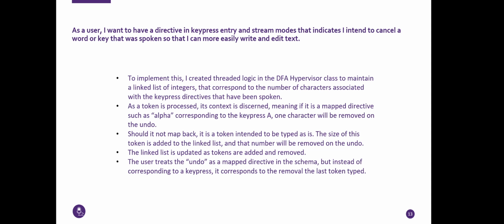Should it not map back, it is a token that's intended to be typed as is, like my, or name, or is. The size of this token is added to the linked list. So in the case of my, 2, name, 4, is 2 again. And that number will be removed on the undo. The linked list is updated as tokens are added and removed. The user treats the undo as a map directive in the schema, but instead of corresponding to a key press, it corresponds to the removal of the last token typed.